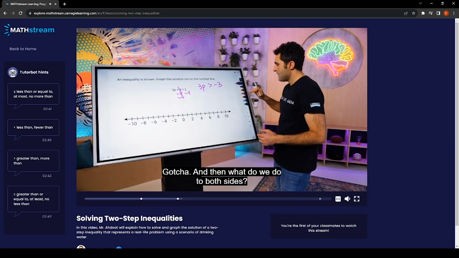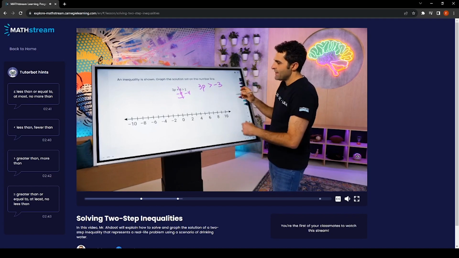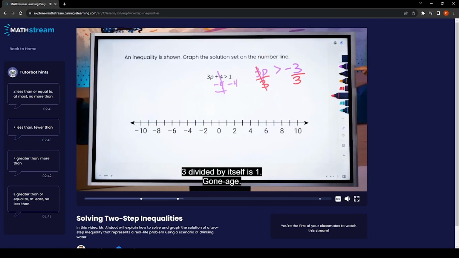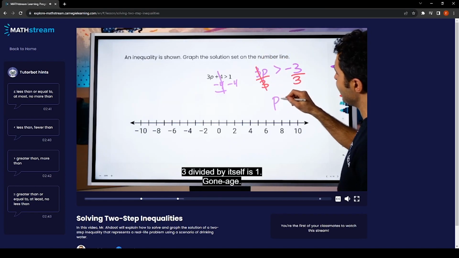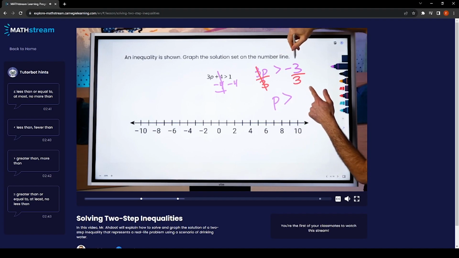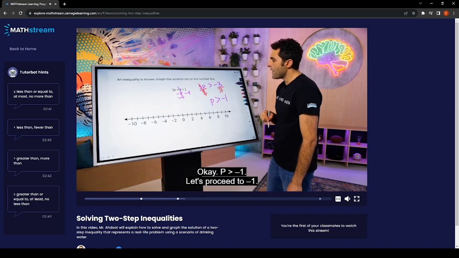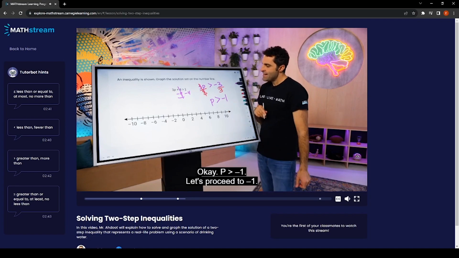And then what do we do to both sides? We can divide both sides by 3. 3 divided by itself is 1. Negative 3 divided by 3 is negative 1. Okay, p is greater than negative 1.